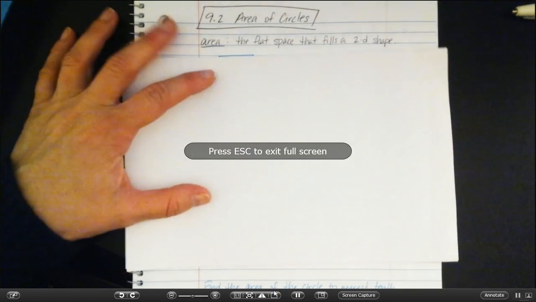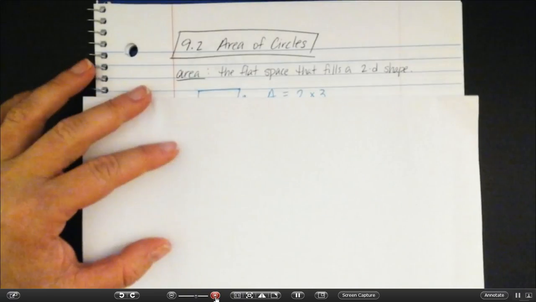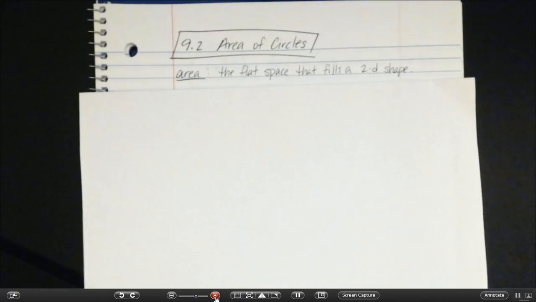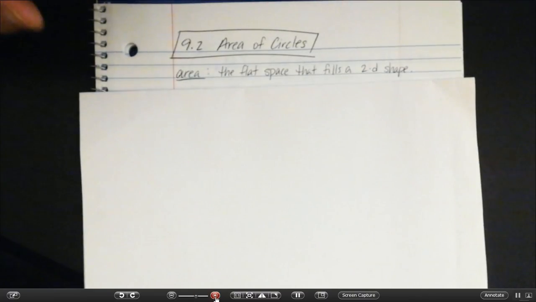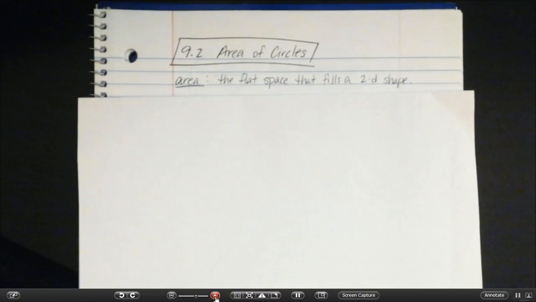All right, let's take a look at the area of circles. Before you start freaking out and saying, oh, I hate area, I can't do it, just take a second, take a deep breath, clear your head. It's going to be fine, I promise.